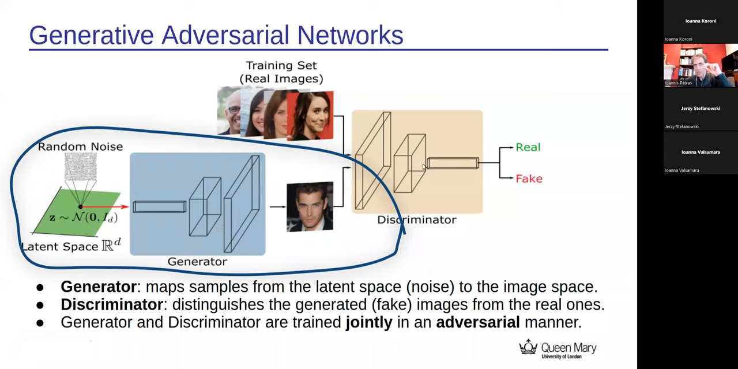The discriminator is staying in the input. If we can mute them, somebody is talking. If we can mute them, that would be great.